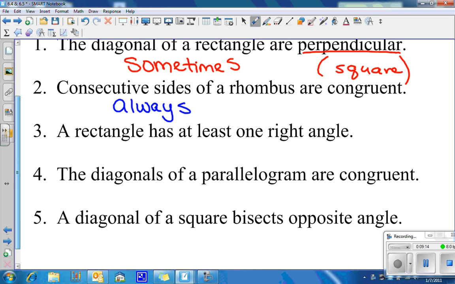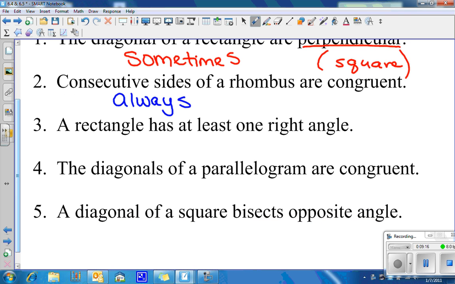All right, on 3. A rectangle has at least one right angle. True? Always, sometimes, or never? Always. A rectangle has how many? Always 4. The diagonals of a parallelogram are congruent. Sometimes, always, or never?